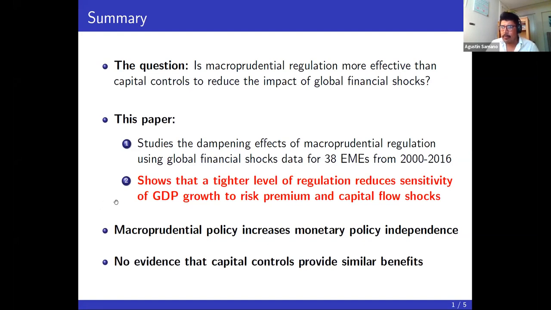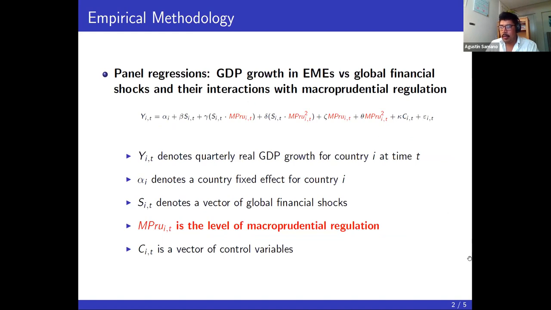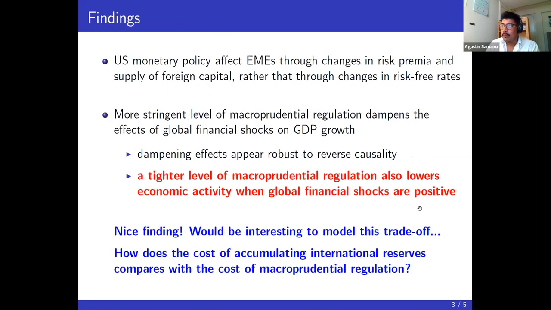The main finding is that a tighter level of regulation reduces the sensitivity of GDP growth to risk premium and capital shocks. On top of that, there is no evidence that capital controls provide similar benefits, which is very interesting. And actually one of the questions from the audience is about this, so I will let Katarina address it later. On the methodology, I don't think I should mention anything. So let me go to the findings.